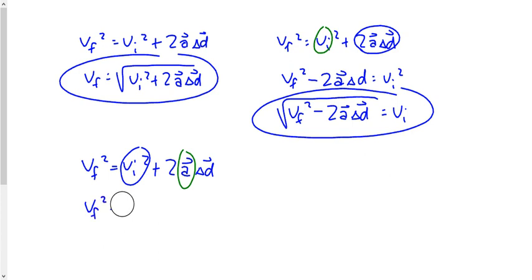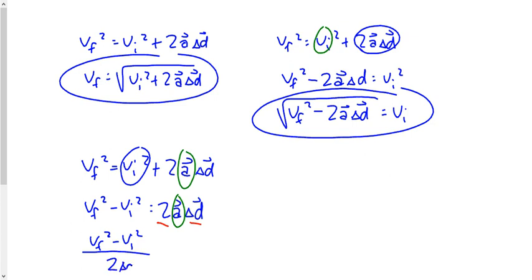VF squared minus VI squared equals 2AD. Remember, we're still solving for A. Now get rid of what is attached to the A. Well, that would be the 2 and the D. They're multiplied by A, so we're going to take those to the other side by doing the opposite of multiplication, which is division. VF squared minus VI squared over 2D is equal to A.